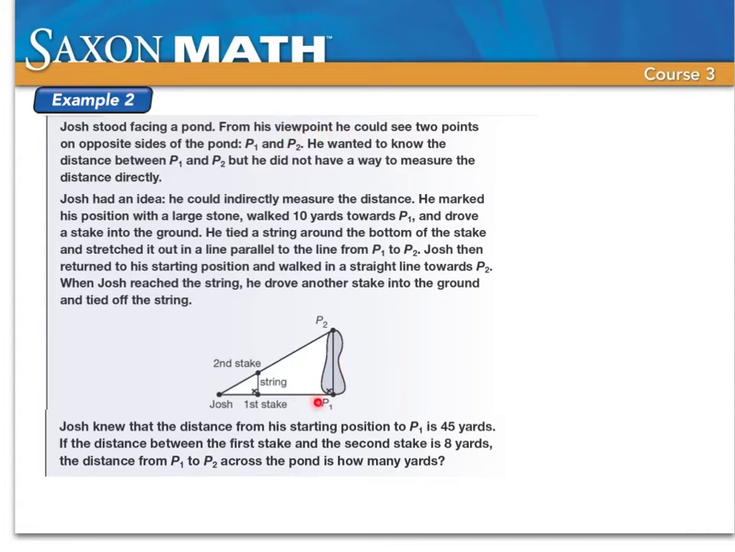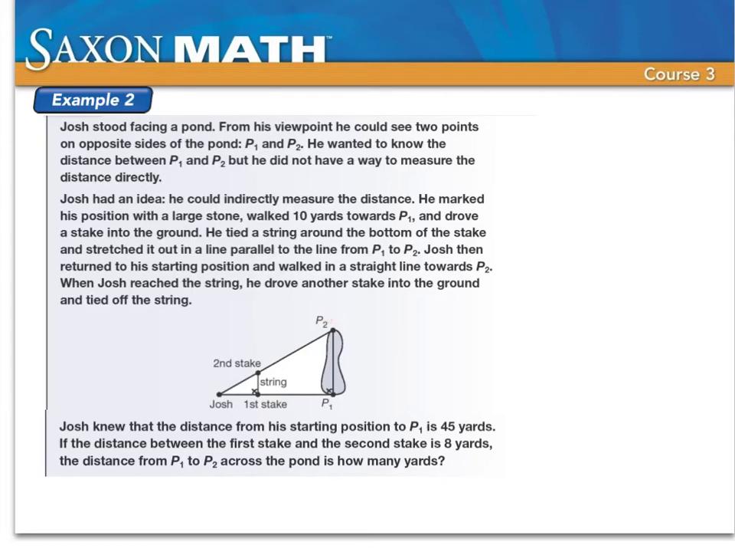So he can see this point called P1 and this point called P2. They might be different docks on the pond, maybe. If he stands here, he can see the dock over here and the dock up over here on opposite sides. He wanted to know the distance between those two because that would tell him the distance across the lake. But he doesn't have a way to measure that directly, because he can't take a big piece of tape measure and pull it clear across the lake.